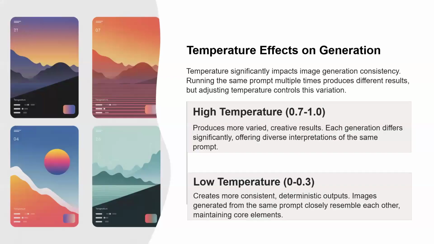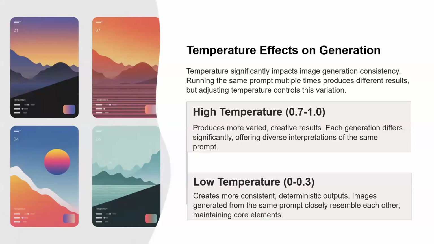So now we're looking at how temperature affects generation. Like I said, temperature is very important in honestly any form of coding that you do, but for our image generation, it's important because it affects the consistency of the image generated. We can run the same prompts, and normally you should know that AI models are non-deterministic in nature. You could write the same prompt, and it would give you 10 different answers.